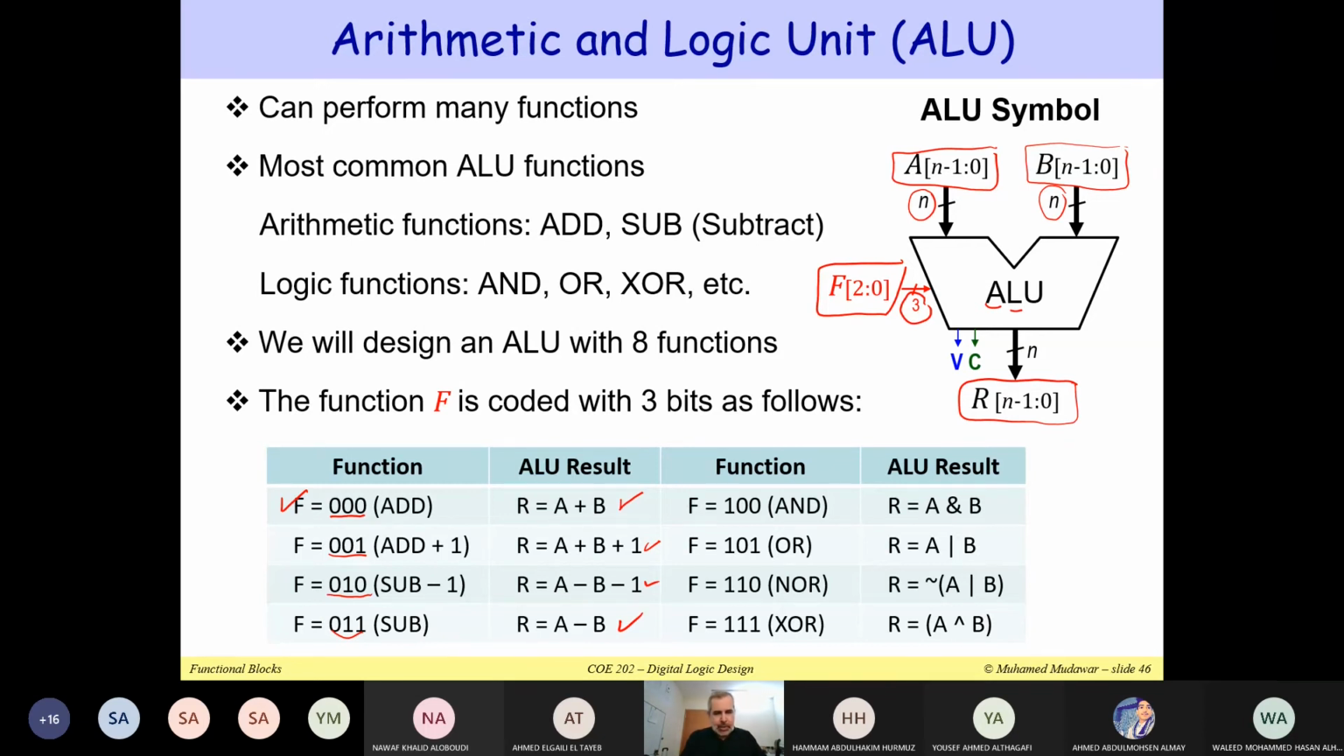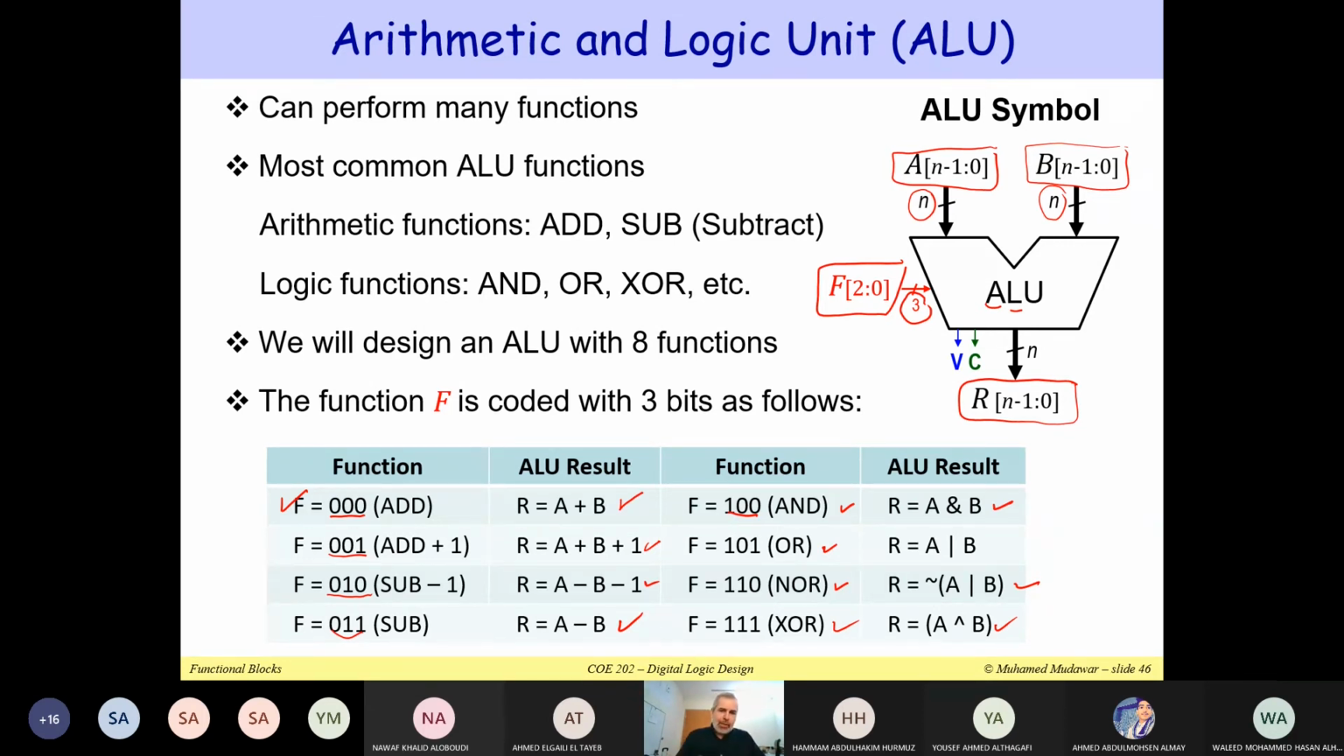Now, if I have 1, 0, 0, I would like to AND. So this is A AND B. This is bitwise ANDing, that is, bit 0 with bit 0, bit 1 with bit 1. So basically, the bits are ANDed bitwise. We can OR, we can say NOR, not OR, and we say XOR. So we have here 4 logic functions, which are defined in this table. So in total, we have 8: 4 arithmetic and 4 logic.